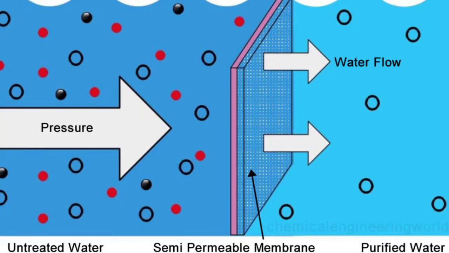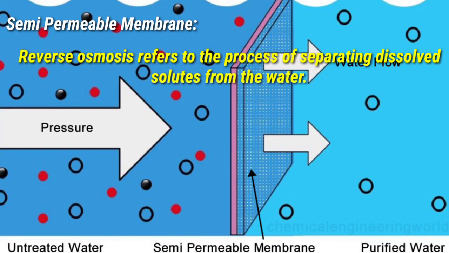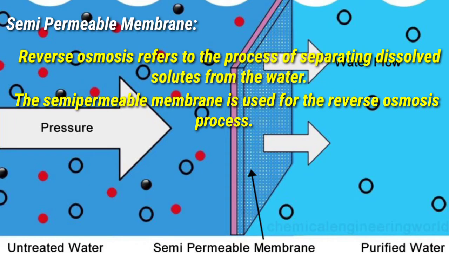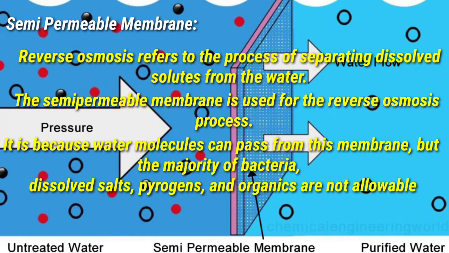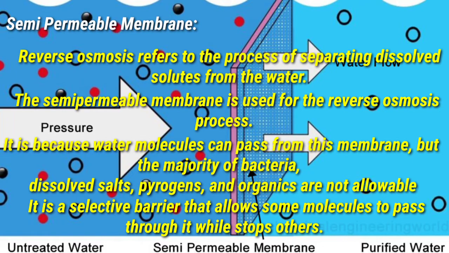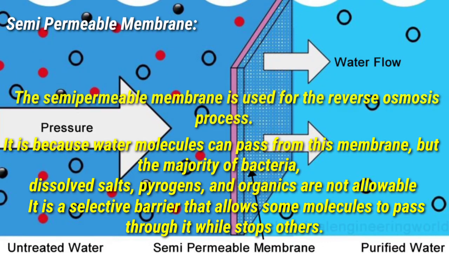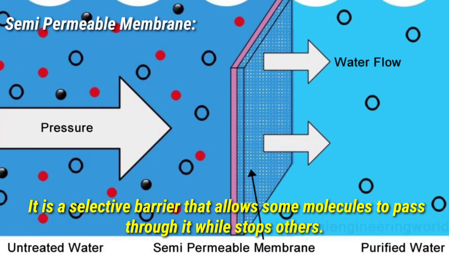So first of all, let us know what is semi-permeable membrane. First of all, reverse osmosis refers to the process of separating dissolved solids from the water. The semi-permeable membrane is used for the reverse osmosis process because water molecules can pass through this membrane, but the majority of the bacteria, dissolved salts, pyrogen and organics are not allowable. It is the selective barrier that allows some molecules to pass through it while it stops others.